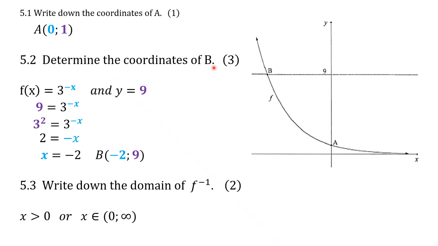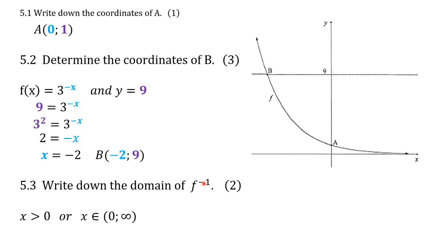Then they say determine the coordinates of B. We know f of x equals 3 to the negative x and we know y equals 9. So my y value for B would be 9. So 9 equals 3 to the negative x. That becomes 3 squared equals 3 to the negative x. Bases are the same, so we can drop them. So negative x equals 2. Divide by a negative and x equals negative 2. So the coordinates of B are (-2, 9). 1 mark for substitution, 1 mark for expressing 9 as 3 to the power 2, and another mark for getting x equal to negative 2.